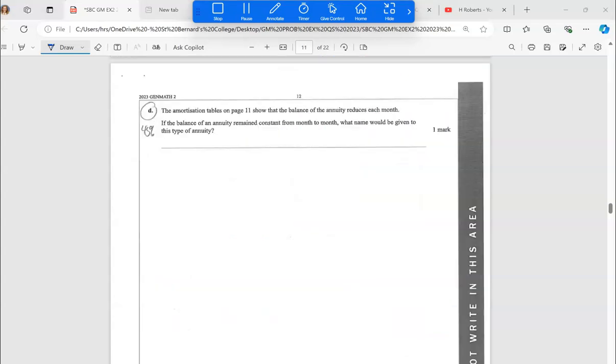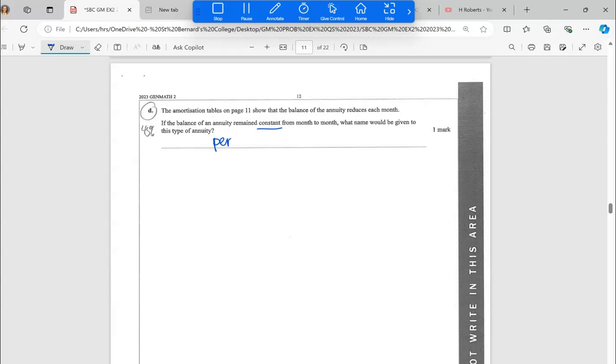So the amortization table shows the balance of an annuity reduces each month. If the balance of the annuity remained constant, so it stays the same, what is the name given to that? An annuity that never changes in its final value or its PV, that means it's a perpetuity. You're only using the interest. So this one's a perpetuity.